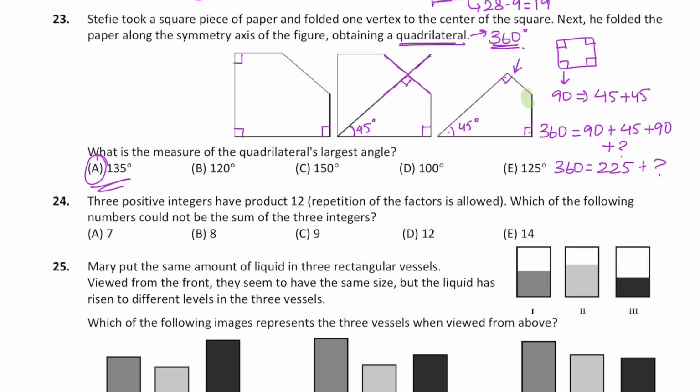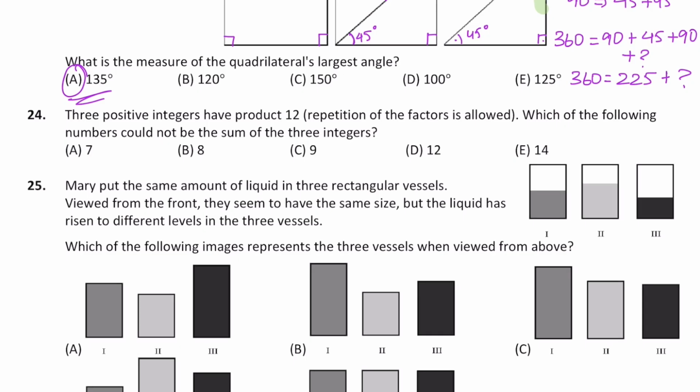3 positive integers have the product 12 and repetition is allowed. Which of the following numbers could not be the sum of the three integers? So let's look at what will lead to a product of 12. Well, 6 times 2 is 12, so we can say 6 times 2, and because it wants three numbers, we can just multiply it with 1. We can say 4 times 3 times 1 is 12, and we can say 2 times 2 times 3 is 12.